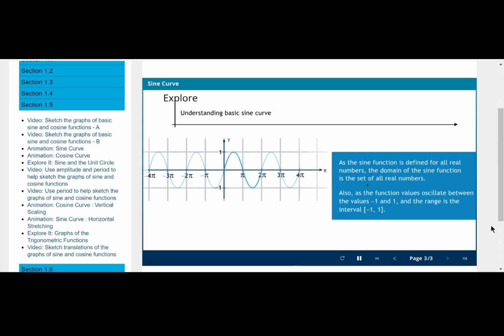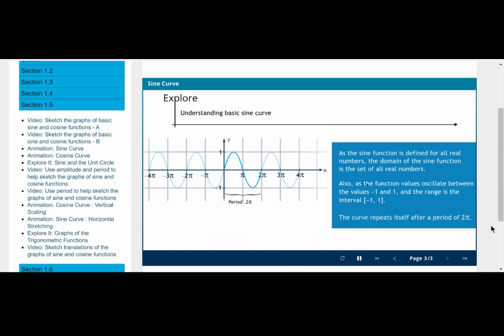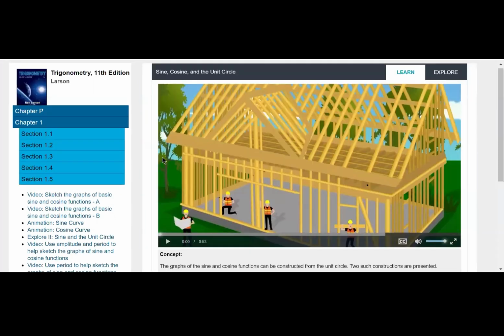And you can see that this wave just repeats. So after we get to 2 pi, everything is exactly the same for another 2 pi, and the curve repeats every 2 pi. So that is the period of this function. How long before it completes one full cycle, before it starts to repeat? That's the period.